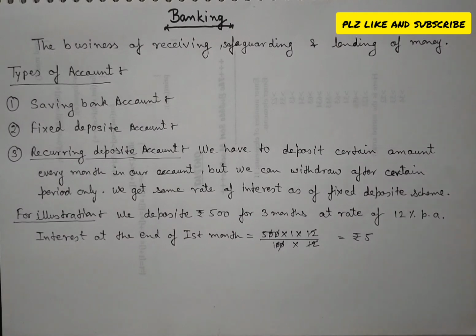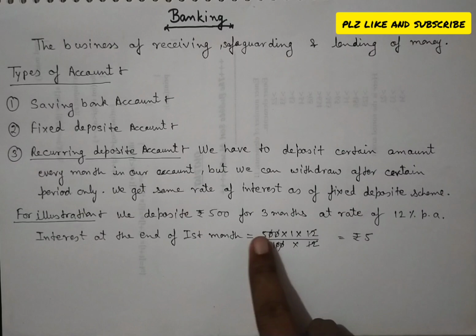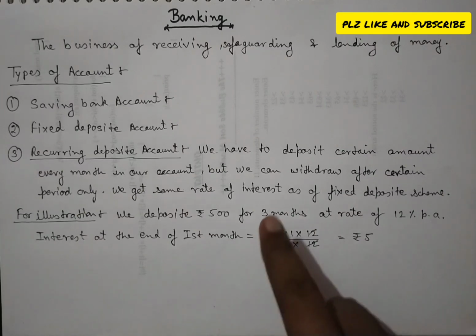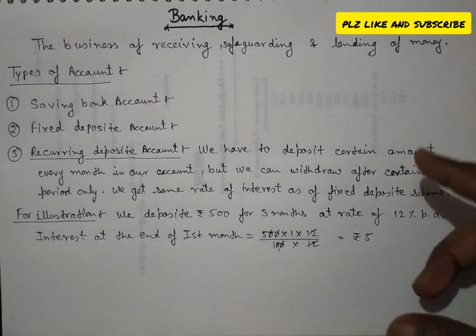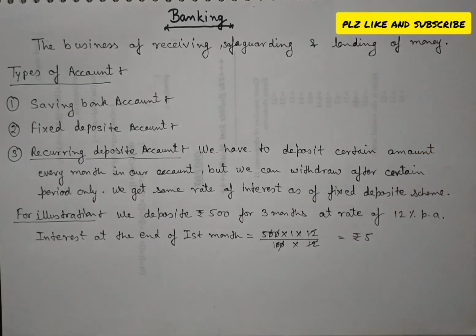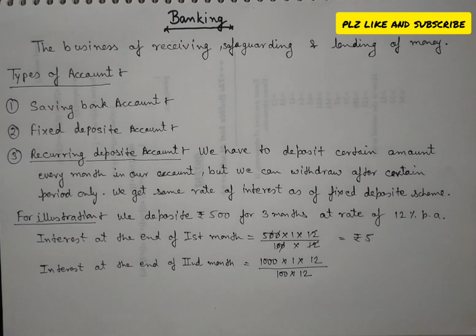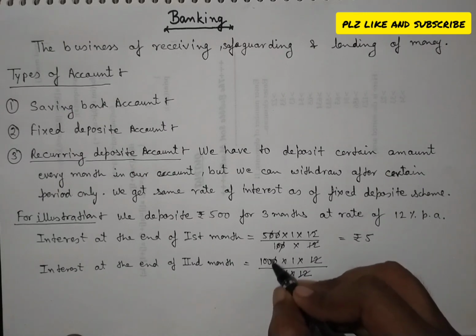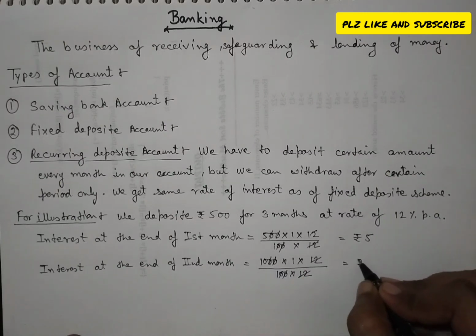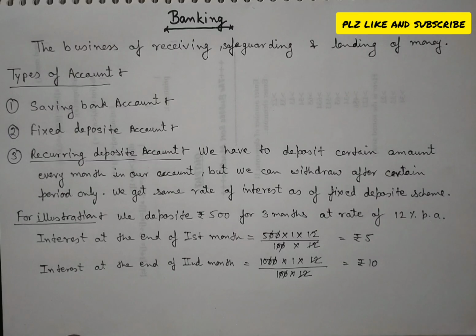Now for the second month, at the end of the second month, you'll be having this 500 which was paid in the first month and the 500 which you are going to pay in the second month, and the interest will be calculated for the 1000 rupees. So here we have got 1000 rupees, 500 which was paid in the first month and the 500 which is paid in the second month. And now to solve it, we can cancel these two and these two, and we are left with rupees 10 as the interest for the second month.